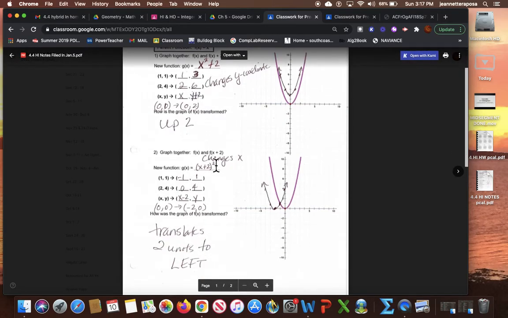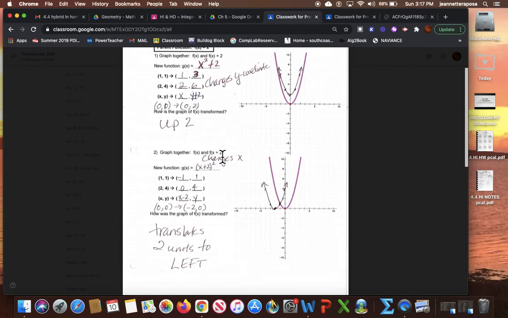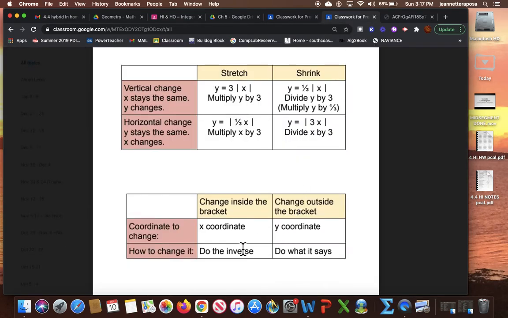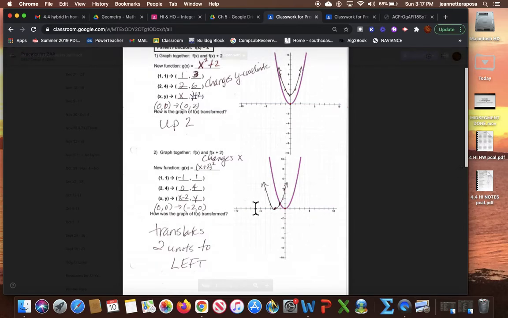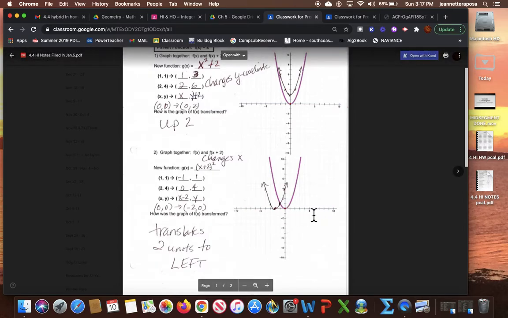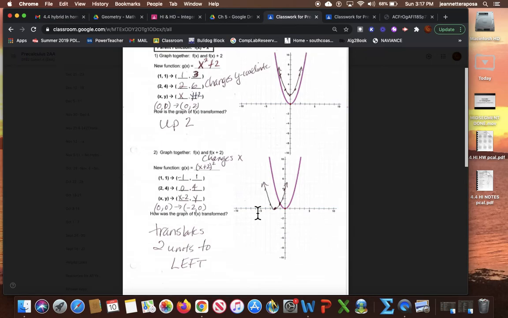In this example, I'm changing something inside the brackets, the x coordinate. So this is where I think counterintuitively. Changing x, by the way, changes it to go left or right. You would think that I would move it ahead 2 units because you see x plus 2, but it actually goes counterintuitive to what you think. It's going to move left 2 units.